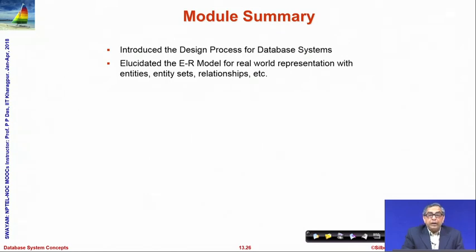So, in summary, we have introduced the design process for database systems. I will just quickly recap. The first stage is identifying the data items, which leads to the conceptual design, which we will primarily do in terms of the entity relationship model: identifying the entities, the entity sets, the attributes that describe the entity set, the subset of attributes forming the primary key that uniquely specifies every entity in the entity set, and the relationships, typically binary, maybe non-binary also, that hold between the different entity sets.